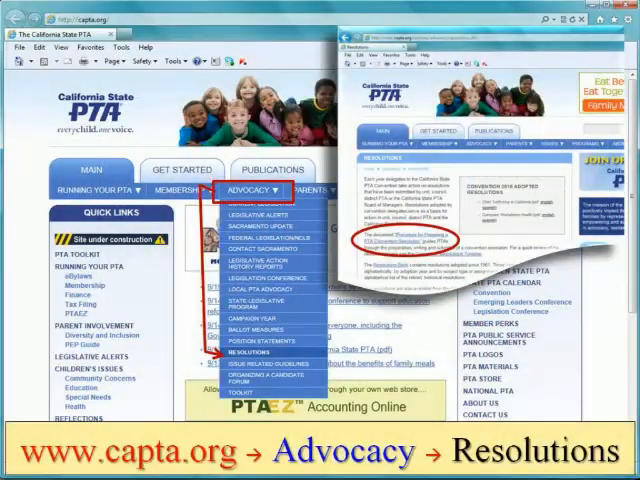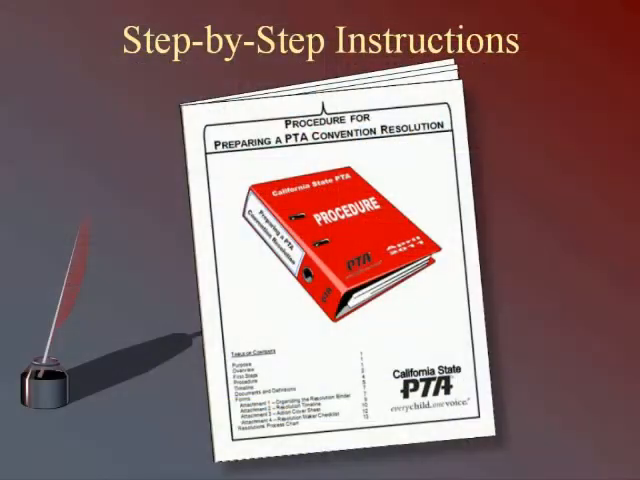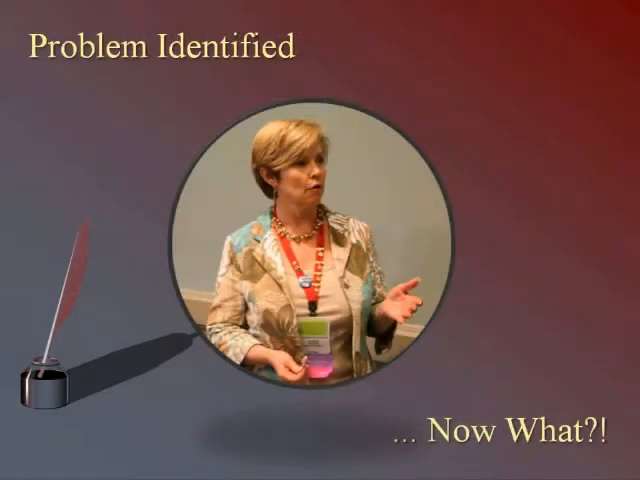Begin by visiting our website and download a copy of The Procedure for Preparing a PTA Convention Resolution, and you can access it from the Resolutions page. This document will take you step by step through the process for building and submitting a resolution. Now let's see what it takes to build one.